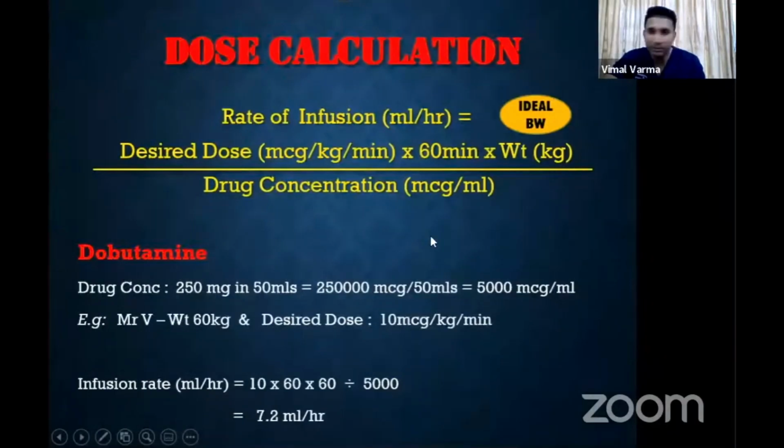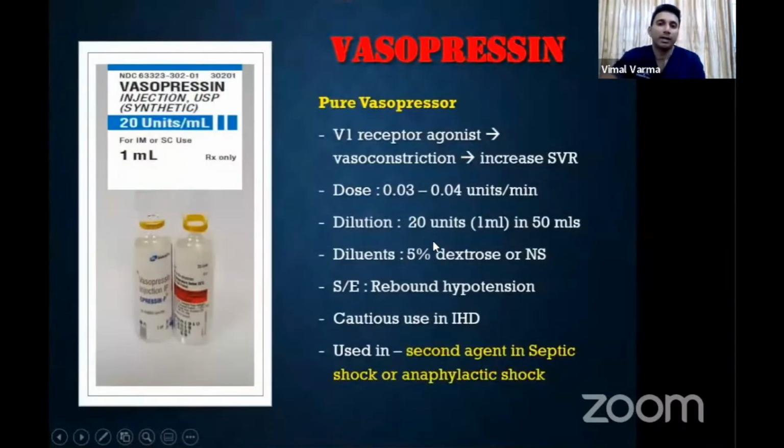The dose calculation, same formula. As an example, we take a concentration, let's say 250 mg, 1 vial in 50 ml. So 250,000 mic, when we times 1,000, divided by 50 ml, you get 5,000 mic per ml. Same patient, 60 kilo. Let's say our desired dose is 10 mic per kg per minute. So 10 mic times 60 minutes times 60 kilo divided by 5,000 mic per ml, you get 7.2 ml per hour.